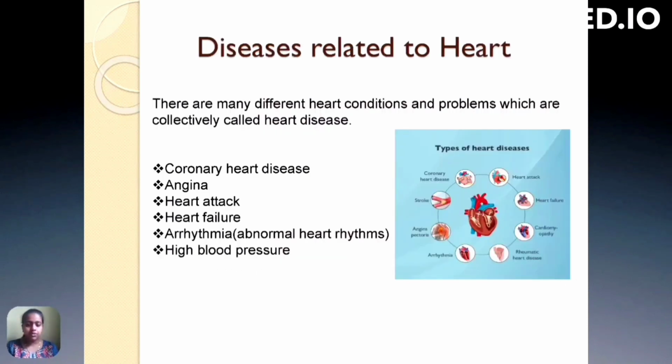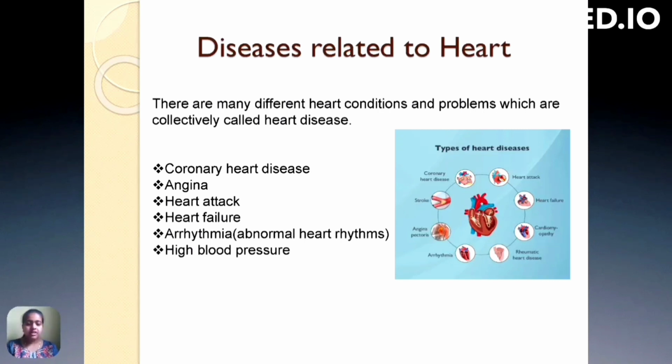Diseases related to the heart. There are many different heart conditions and problems which are collectively called heart disease: coronary heart disease, angina, heart attack, heart failure, arrhythmia, and high blood pressure. Coronary heart disease is a narrowing or blockage of your coronary arteries. Angina is a type of chest pain caused by reduced blood flow to the heart.